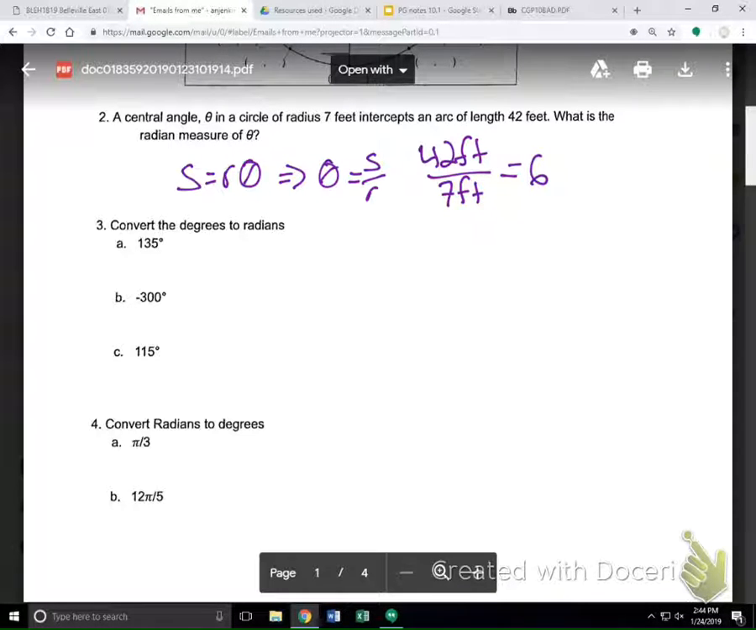Okay, for the next one, we're using the degrees to radians. Degrees is on top, which means in your conversion factor, degrees has to be on the bottom. So we have 180 in the denominator and pi on top. That way, things with the same units can cancel.